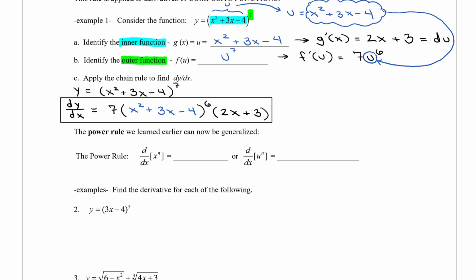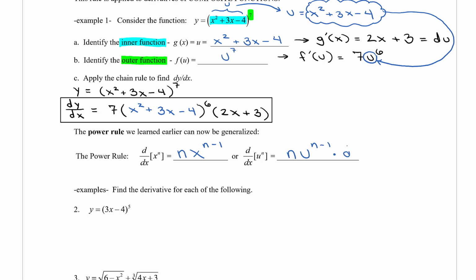So here we have the power rule. It's going to be the derivative with respect to x of x raised to the n power is equal to n times x raised to the n minus 1 power. Or we could also write it as the derivative with respect to x of u raised to the n power is equal to n times u raised to the n minus 1 power times du.